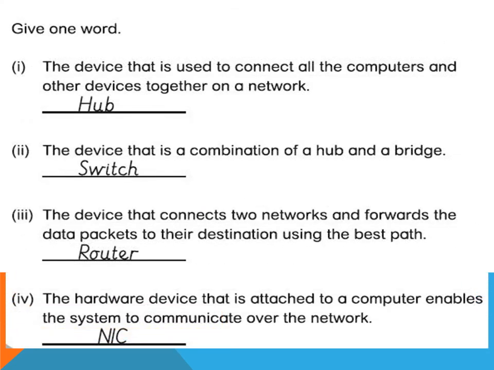Now let's move on to the answers. The device that is used to connect all the computers and other devices together on a network is a hub. The device that is a combination of a hub and a bridge is a switch. The device that connects two networks and forwards the data packets to their destination using the best path is a router. The hardware device that is attached to a computer and enables the system to communicate over the network is a network interface card, or NIC. Please pause the video and note down the correct answers.